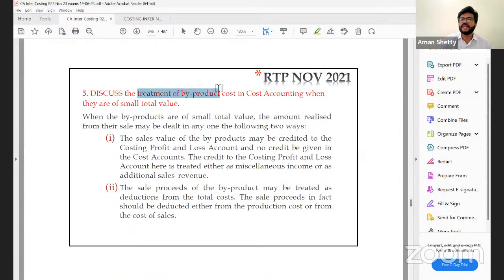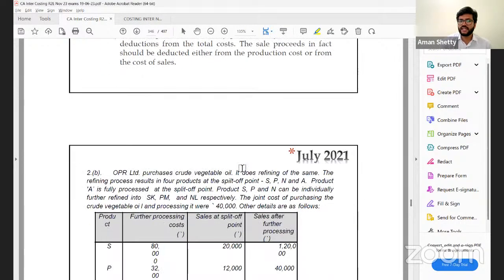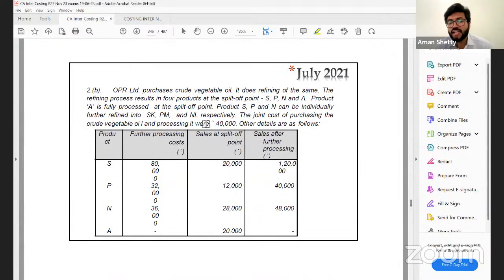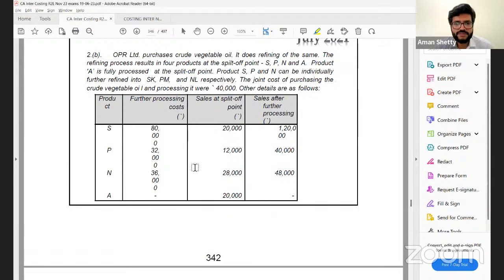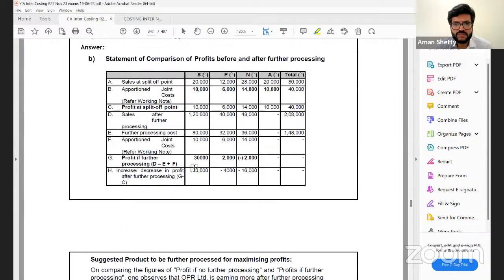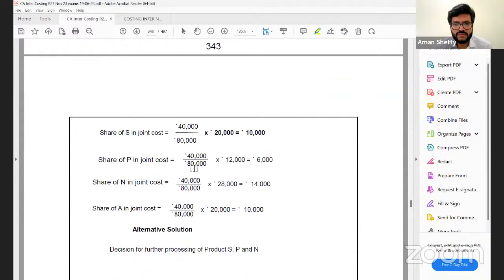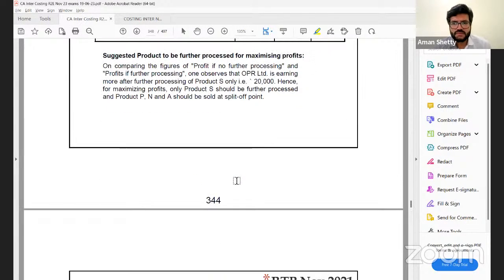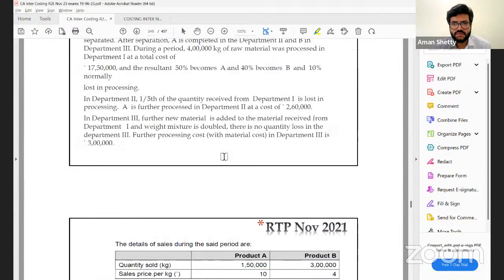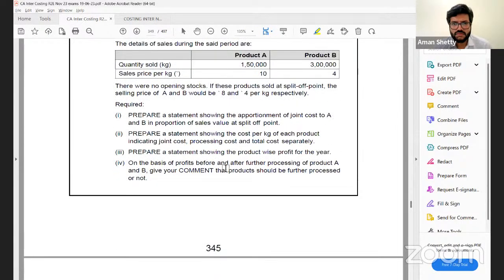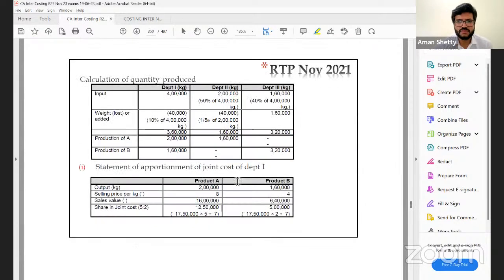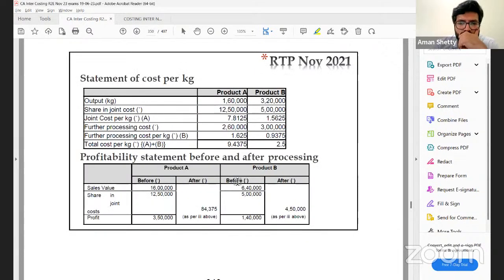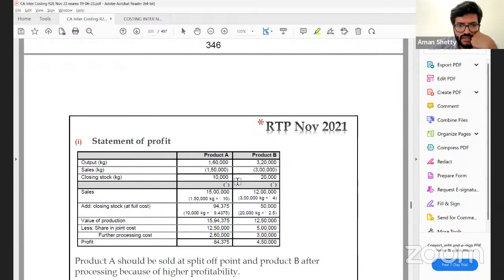Treatment of byproduct, again and again it is asked. This theory question is asked again and again. I've given it, it's there in your notes. I've dictated it. It's also a part of the R2E material. Read it. Okay. Yes, sir. All this is easy.